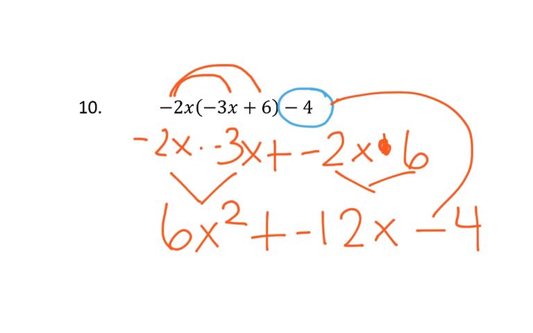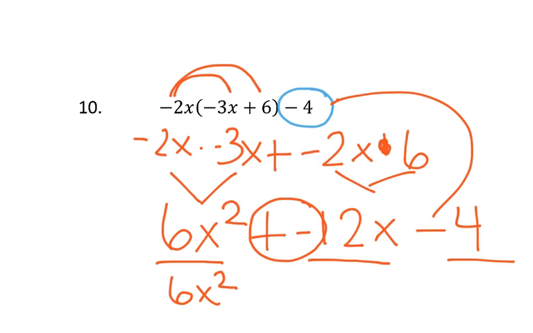Now what I'm going to do is see if I can simplify anything. I've got an x squared, I've got an x, and I have a plain old constant that doesn't have an x with it. So that means that none of those are going to be able to be combined. The only thing I can do to simplify this problem is get rid of the double signs, which I don't enjoy. So I'm going to do 6x squared minus 12x minus 4.